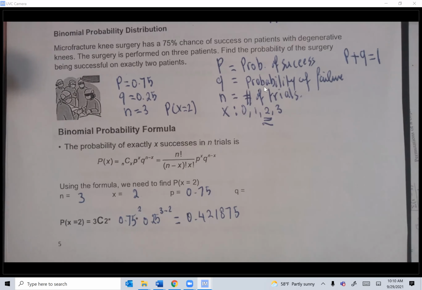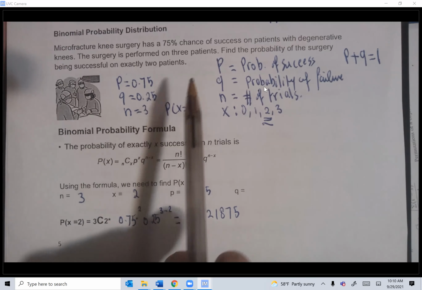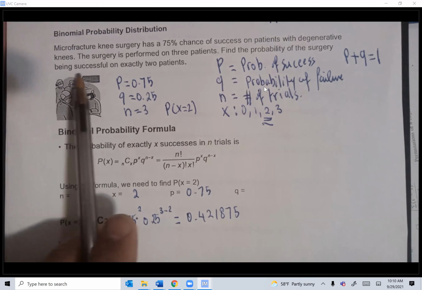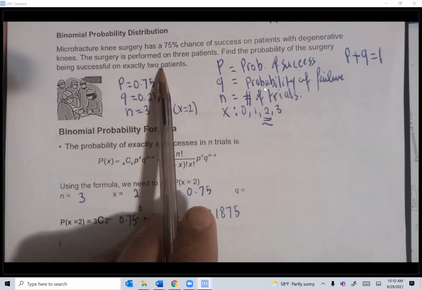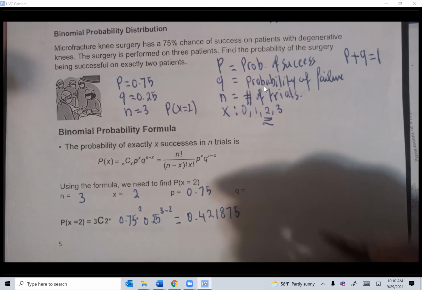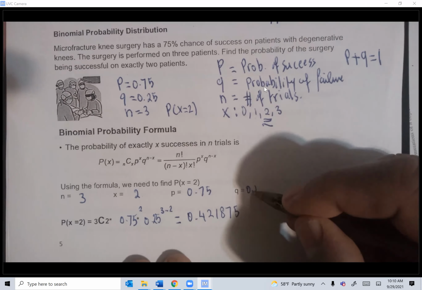Let's practice and see. Let's say I give you this question on the test, and I ask, what's the probability of the surgery being successful on exactly 1 patient? 1 patient only. So the only thing that's going to change, guys, is X. X is going to be 1. So probability of X equals 1. Q here is 0.25.